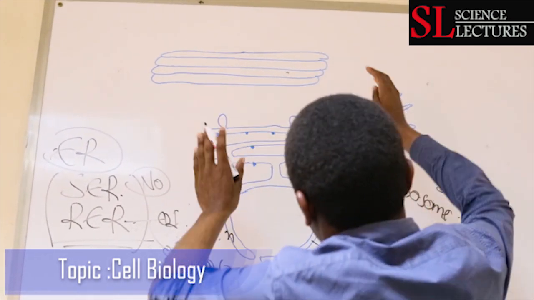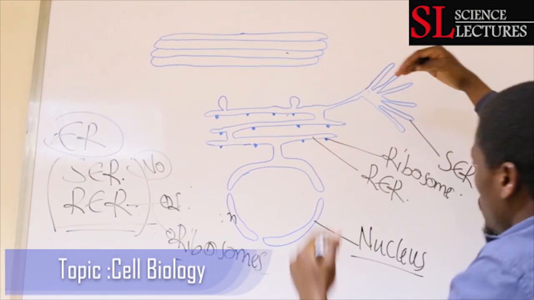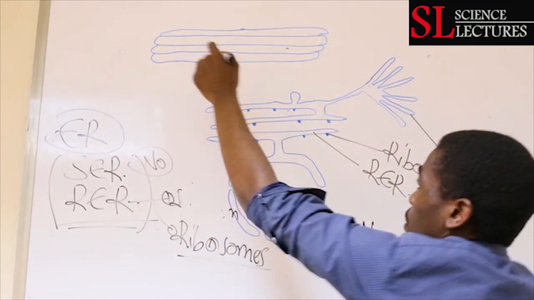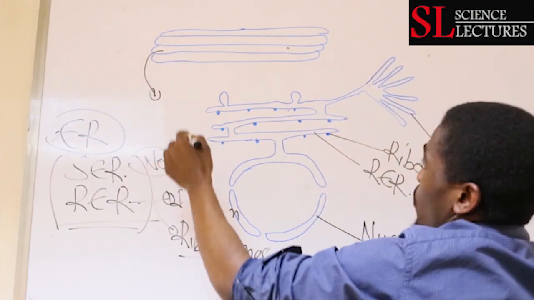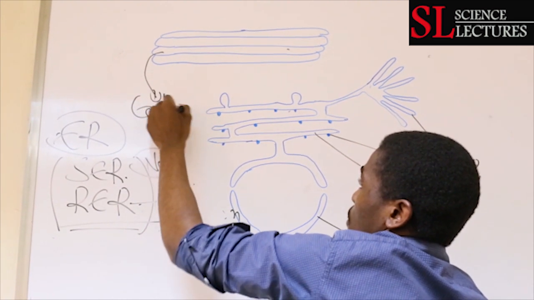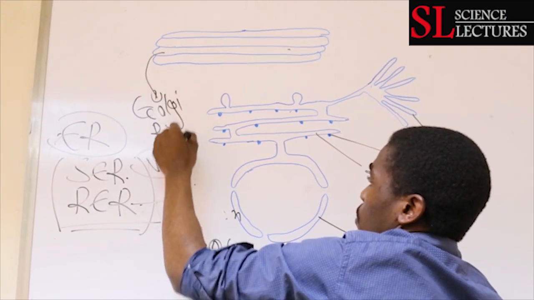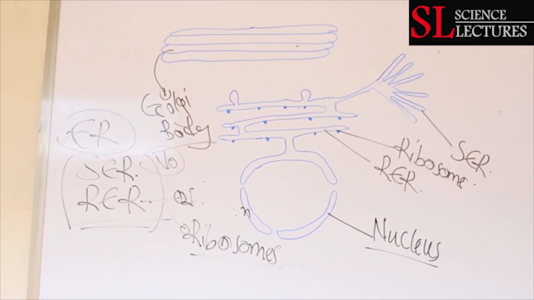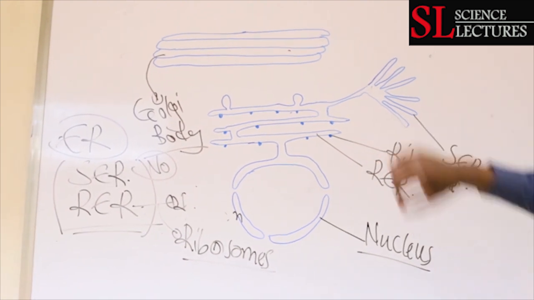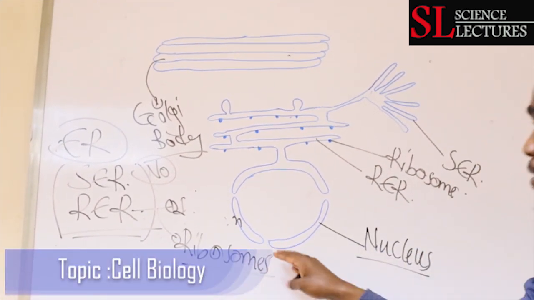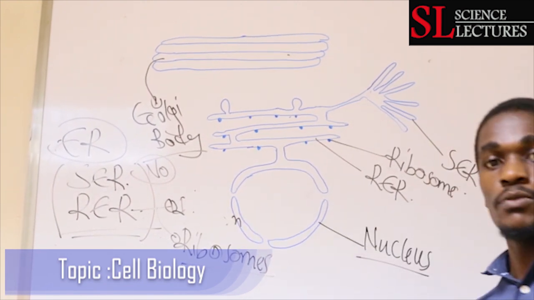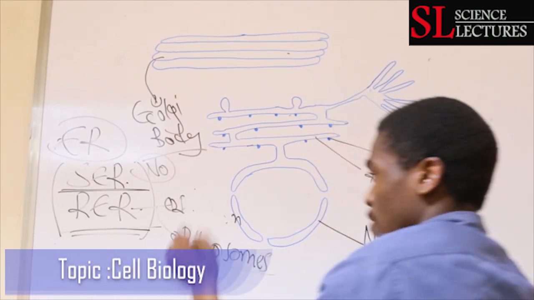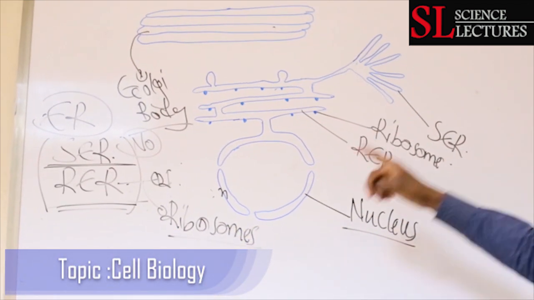But again, the contents, the transport vesicles from the smooth endoplasmic reticulum and the rough endoplasmic reticulum, are received by what we call the Golgi apparatus. Other scientists will call it the Golgi body. Rough endoplasmic reticulum has ribosomes attached; smooth endoplasmic reticulum has no ribosomes attached. Due to the difference in structure, we also have a difference in functions.